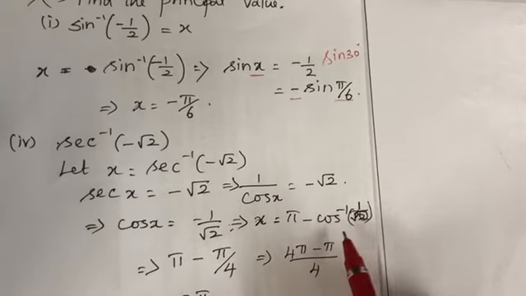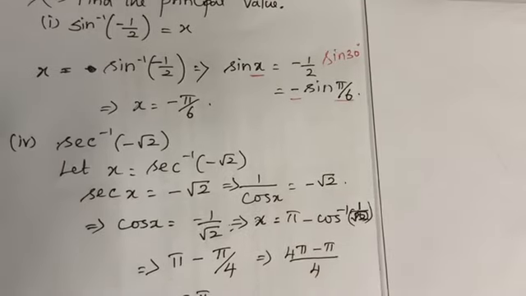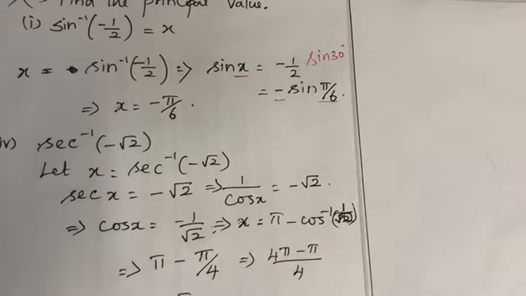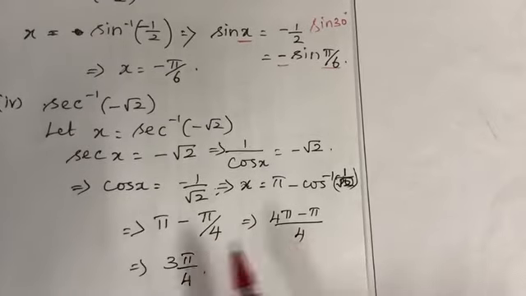Okay. So, what is the principal value for cos x? x is equal to pi minus cos inverse of 1 by root 2. It is according to the principal value formula. For cos 45 only we have 1 by root 2, that is pi by 4. So, pi minus pi by 4. If we take 4 as LCM, 4 pi minus pi divided by 4, that is equal to 3 pi by 4.